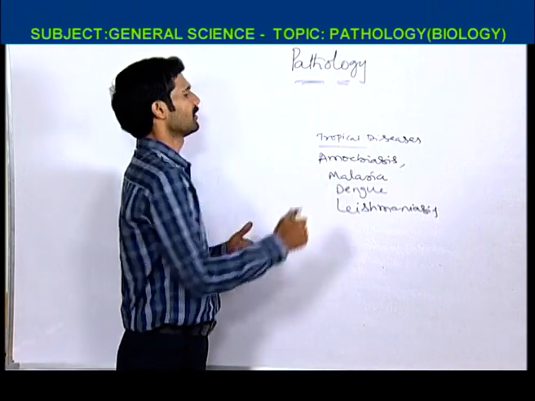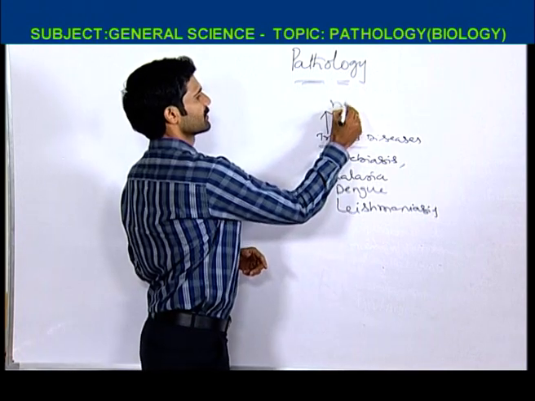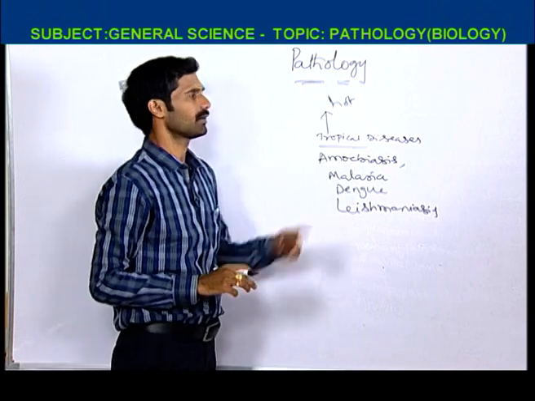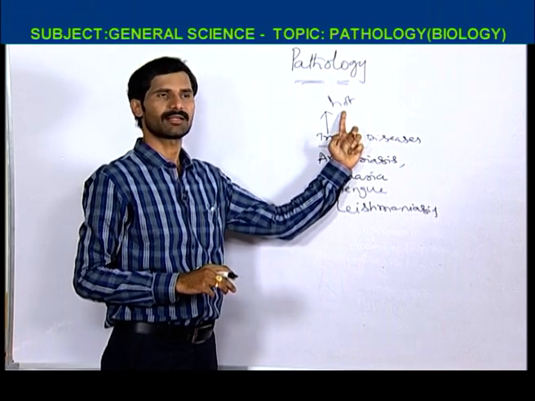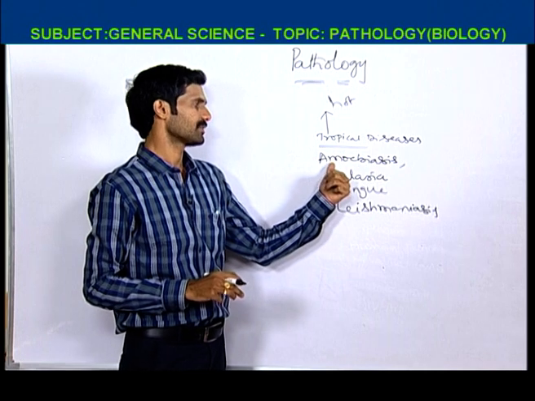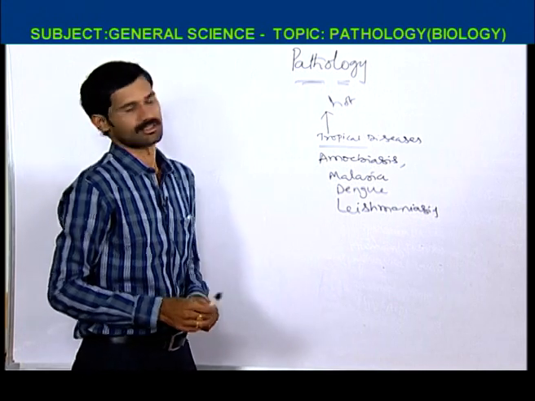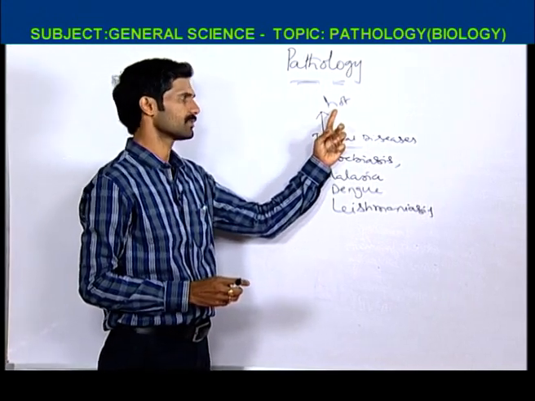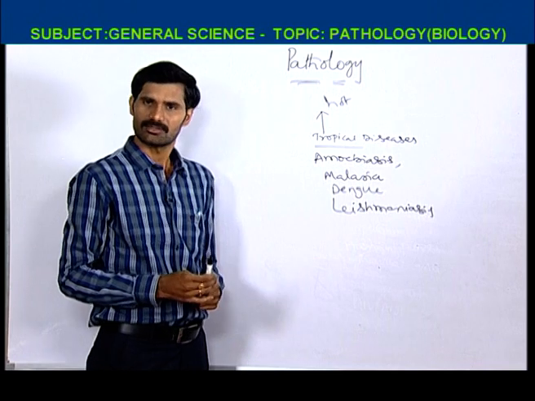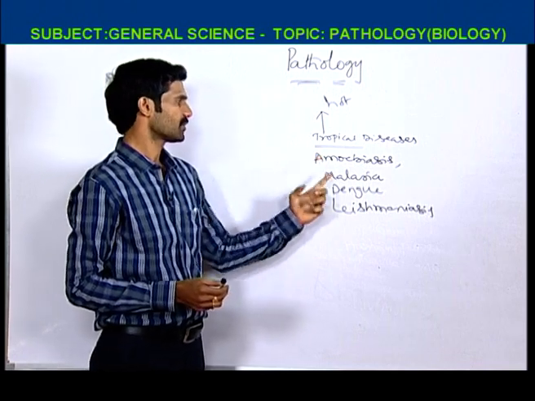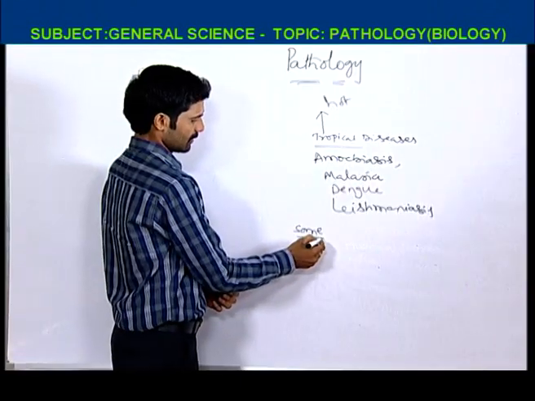What are tropical diseases? Diseases which are confined to tropical areas. Tropical areas means hot areas, hot climatic conditions. The diseases which are confined to hot climatic conditions are called tropical diseases. For example, amoebiasis, malaria, dengue, leishmaniasis. What are the tropical regions? India, Bangladesh, Pakistan, Sri Lanka. These are the tropical countries. So diseases present in tropical areas are tropical diseases.